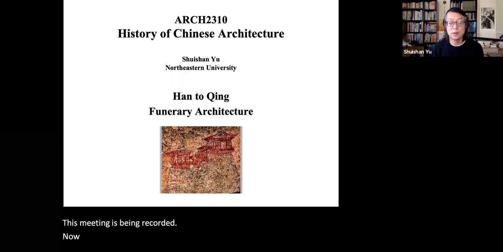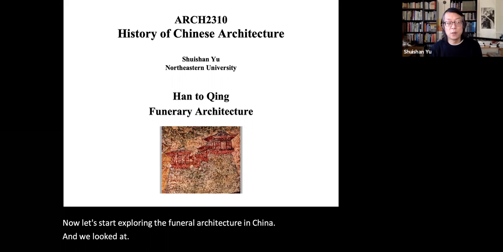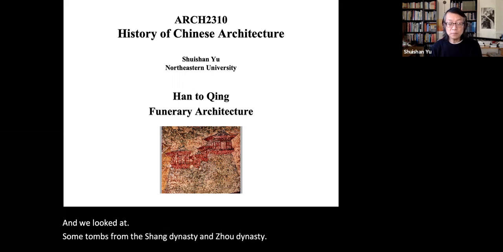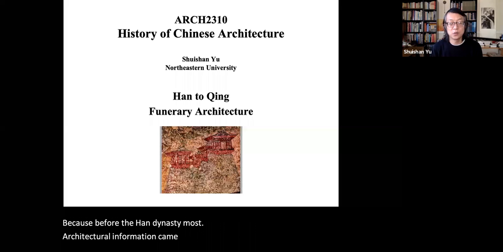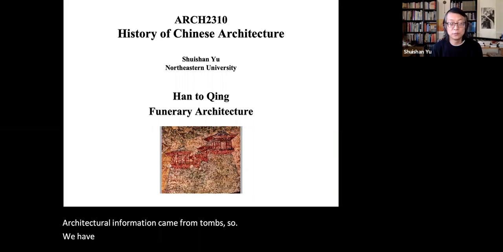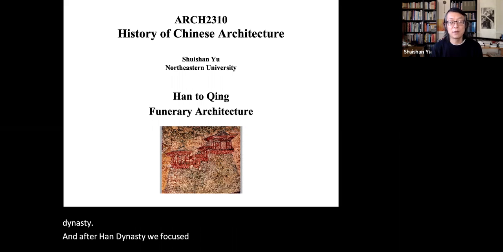Now let's start exploring the funeral architecture in China. We looked at some tombs from the Shang Dynasty and Zhou Dynasty, because before the Han Dynasty, most architectural information came from tombs. So we have to focus on funerary architecture before the Han Dynasty. After the Han Dynasty, we focus mostly on other architecture, palaces, religious architecture, etc.